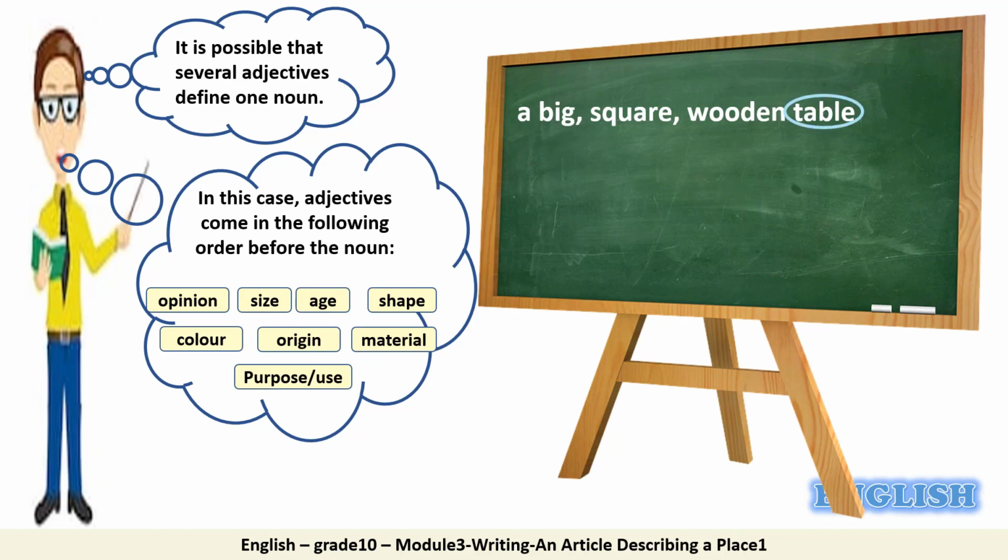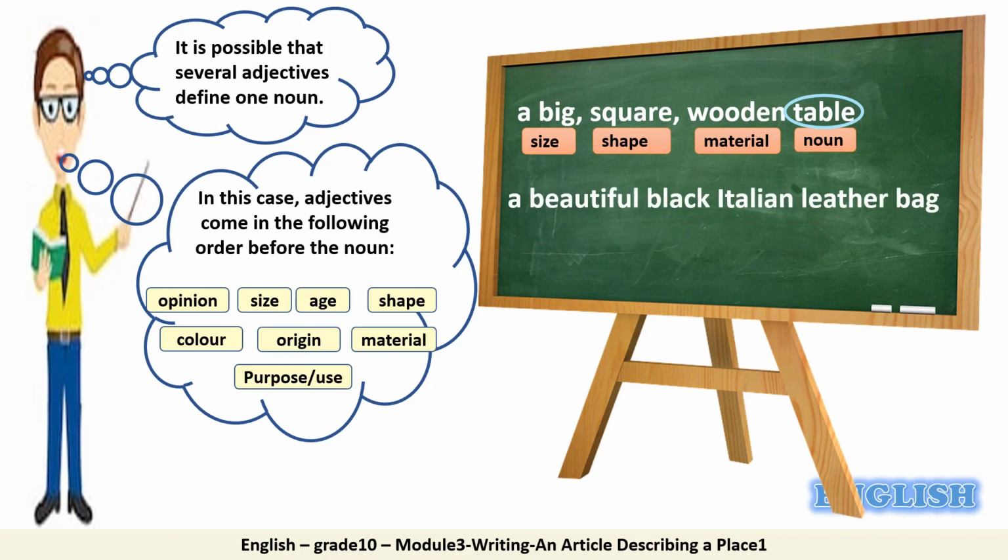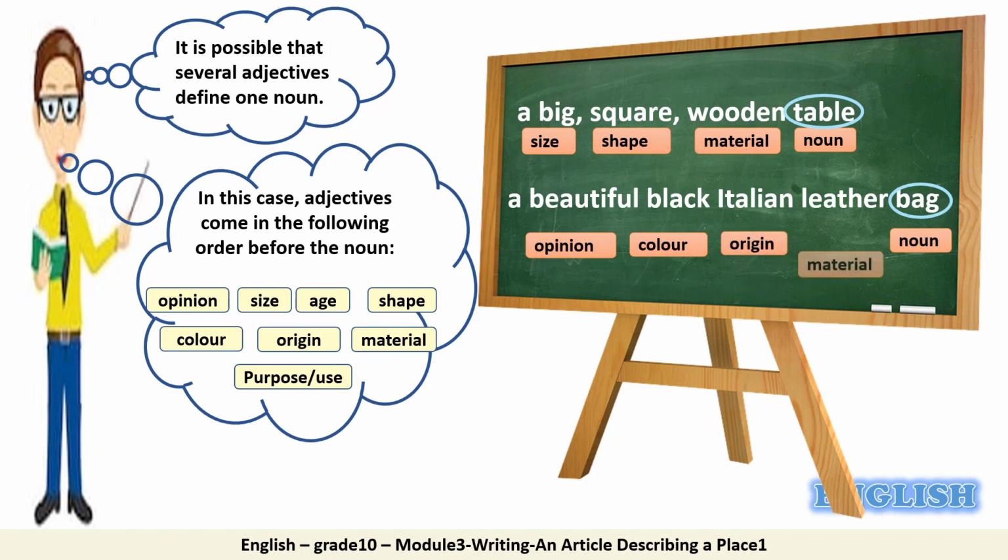Excellent. So we have a table, which is the noun. And before the noun, we have a series of adjectives. We started with big, the size, then square to identify the shape, and wooden to identify the material. Have a look at the second example and try to do the same. Let's share answers. Excellent. Bag is the noun, and this noun is preceded by a series of adjectives. I have beautiful, which is a general opinion, black, the color, Italian, the origin, and leather, the material.